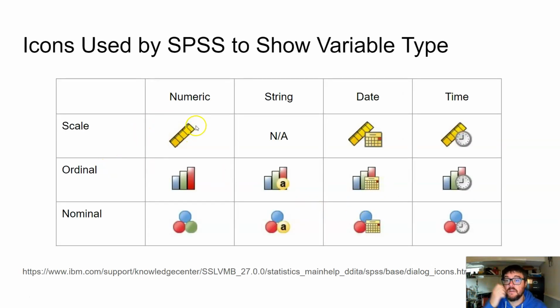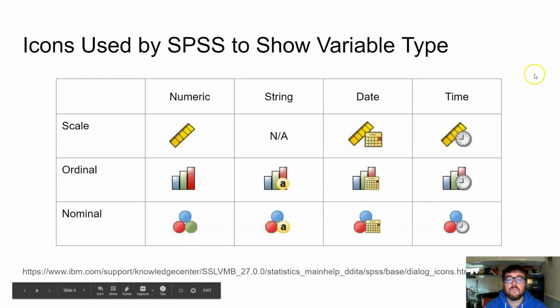So numeric value variables can be scale or ordinal or nominal, like a zip code or a rank or a measurement. String variables can't be scale. They have a little text next to the bars or the circles if they are discrete. And likewise, date can be any of the 3, and so can time. So these are sort of what the icons look like.